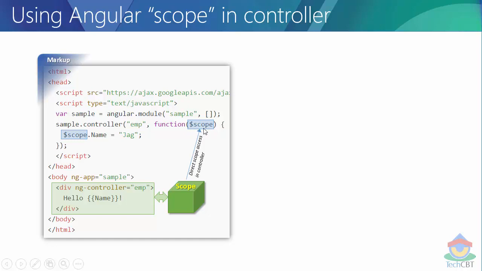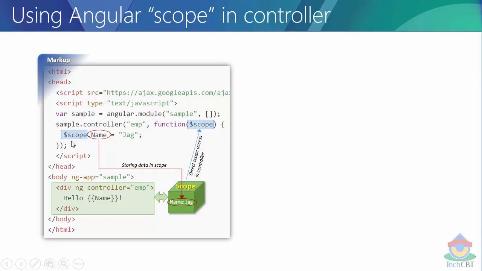So when you say $scope, you are essentially referring to this particular context. And once you have that as a parameter here, you can start providing all the data to that scope in this way. The moment you do this, you are adding a property called name and assigning a value called jag to it. That tells the scope which is available and glued to this particular element, please add a property called name. Whenever you do that, that data gets stored inside the scope. Now scope has a property called name with a value called jag.